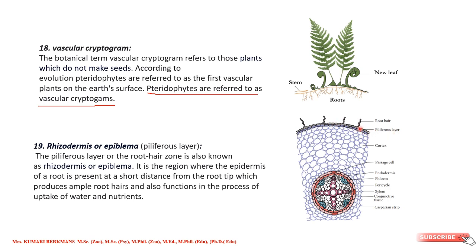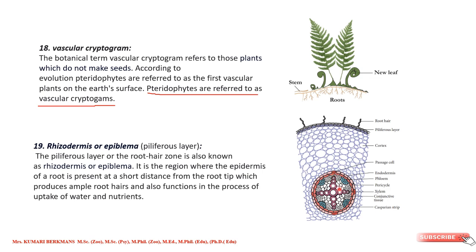In this area only we can find the root hair. So the outer layer is called the piliferous layer. And this is the cortex of the root. This is the root hair, and this is a passage cell through which the water from the root hair comes to the cortex and then enters the passage.